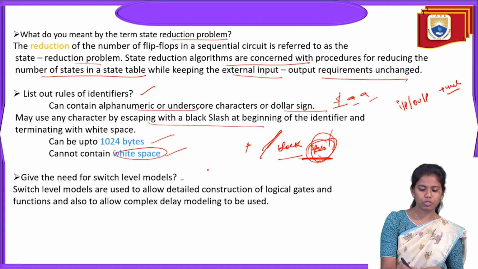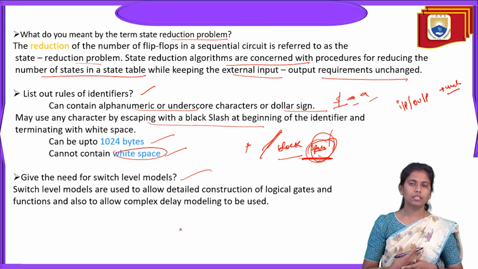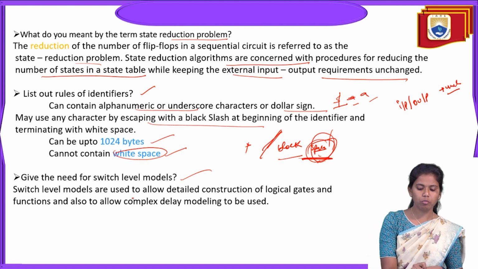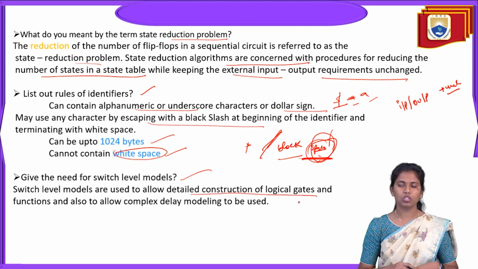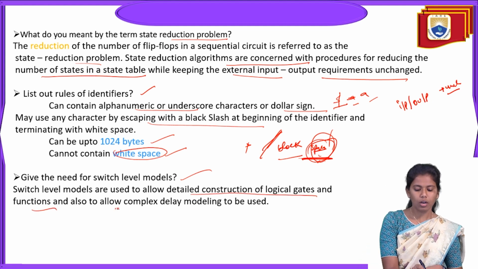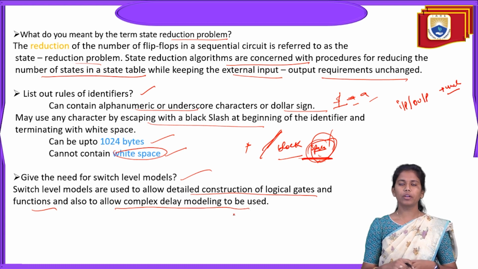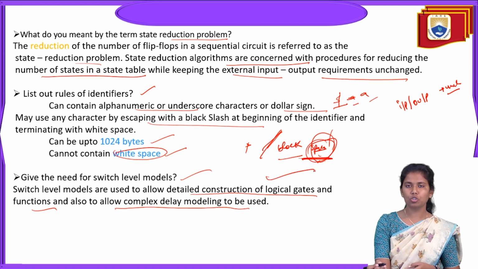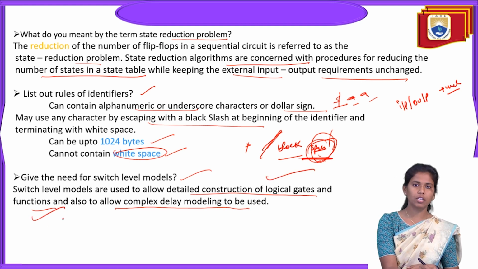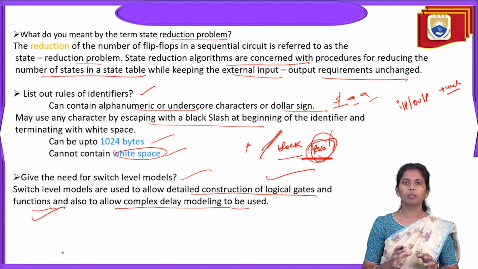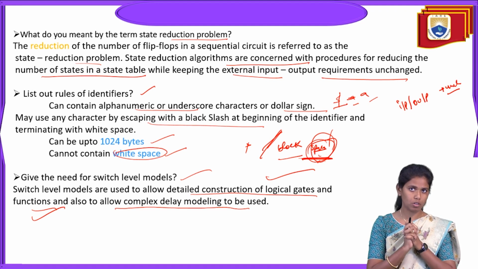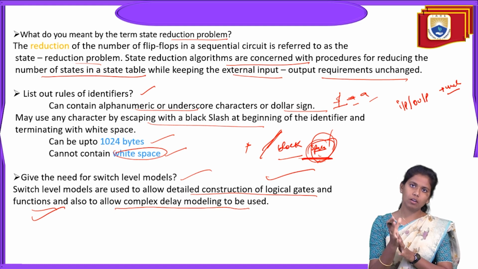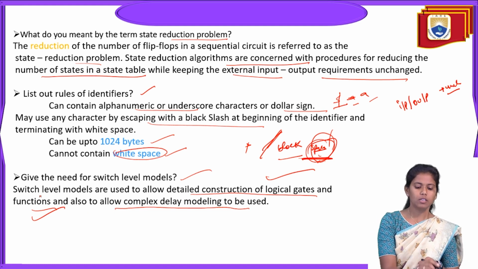And give the need for switch level modeling. So what are the needs that we have to consider if we are going with switch level modeling? Switch level modeling is used to allow detailed construction of logic gates and functions, and also to allow complex design modeling to be used. So in order to design a complex design, we prefer switch level modeling, which makes use of different logic gates. The detailed construction of logic gates and the functioning of such logic gates, used to build a complex structure, together is nothing but the switch level modules.